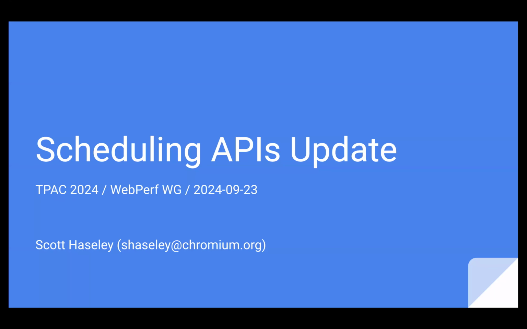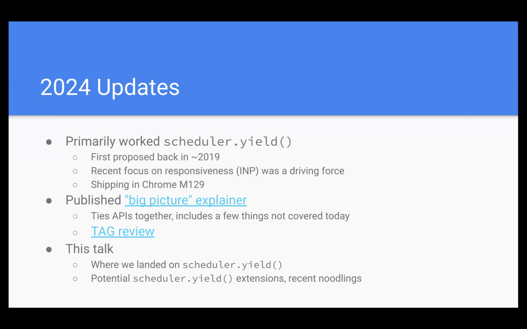All right. Hey, welcome back from the break. I'm Scott. I'll give an update on scheduling APIs. So the last time I presented was last year at TPAC. So I figured we'd update since then, but go back to the beginning. I think there's some folks that might not know all of this stuff. So primarily this year, we've been focused on scheduler.yield.